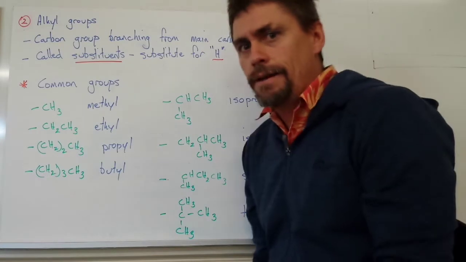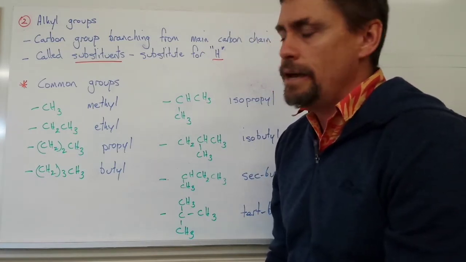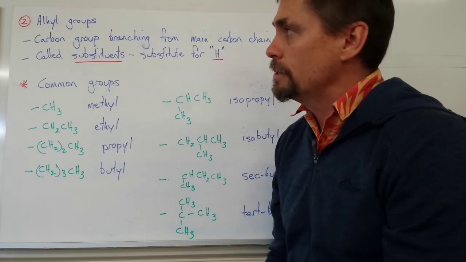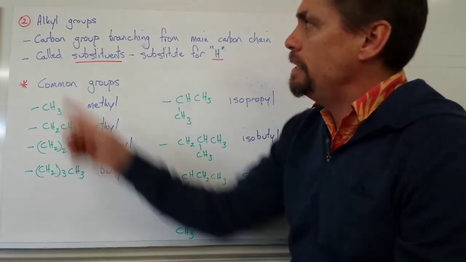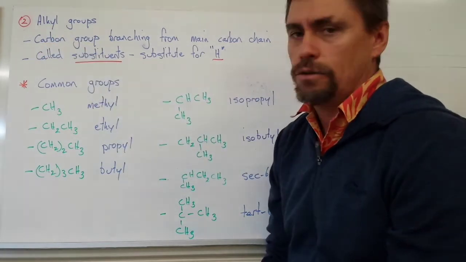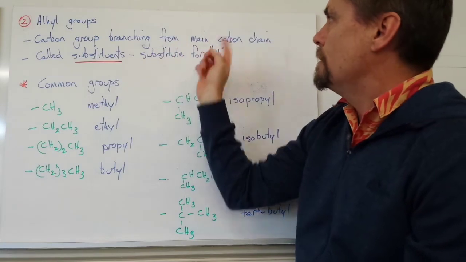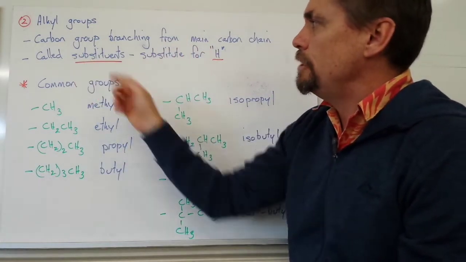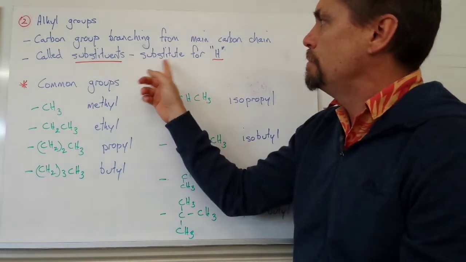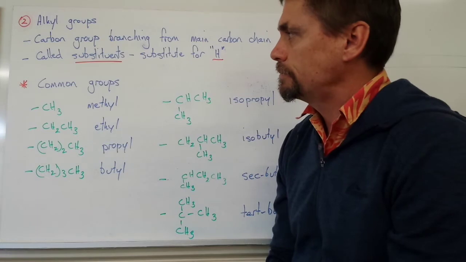We also have another layer of complexity. Let's say that we have an alkane that has branching groups off it. We need to find what are called alkyl groups. And alkyl groups are branches from the main carbon chains. We also call these substituent groups, and they substitute for a hydrogen atom on the main carbon chain.